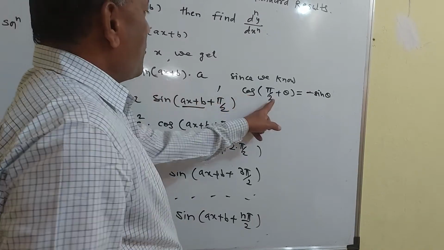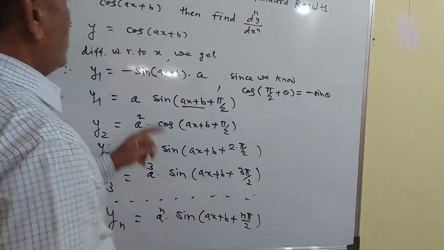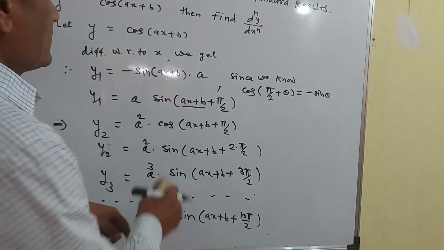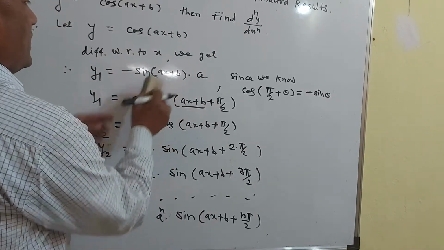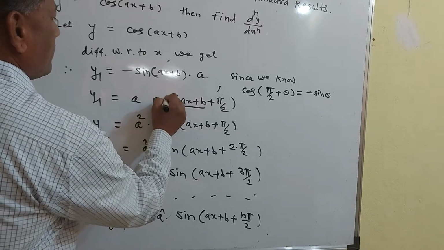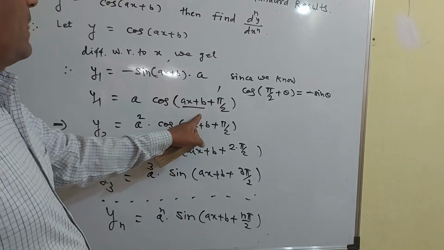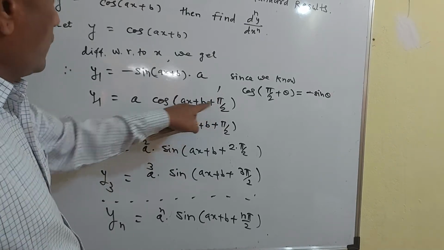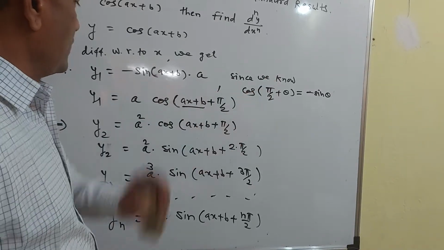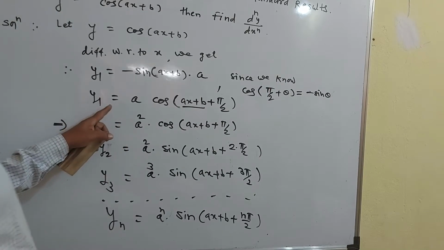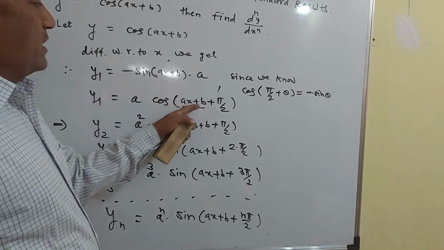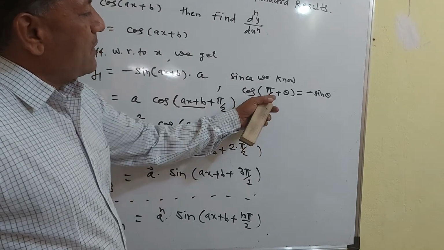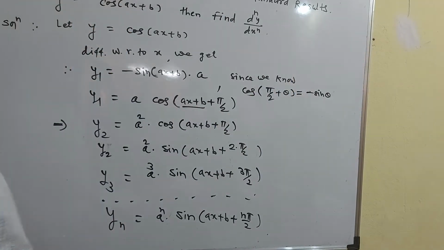So using cos of pi by 2 plus theta is equal to minus sin theta, here minus sine of ax plus b can be written as cos of ax plus b plus pi by 2. Cos of pi by 2 plus theta is minus sin theta, using this. So y1, the first derivative, is a into cos of ax plus b plus pi by 2, using the cos of pi by 2 plus theta is equal to minus sin theta.